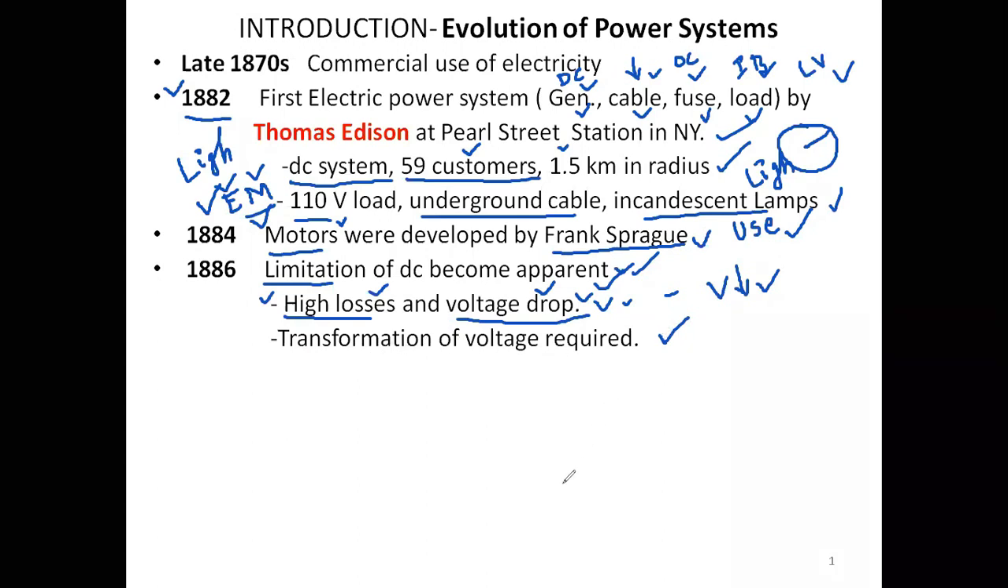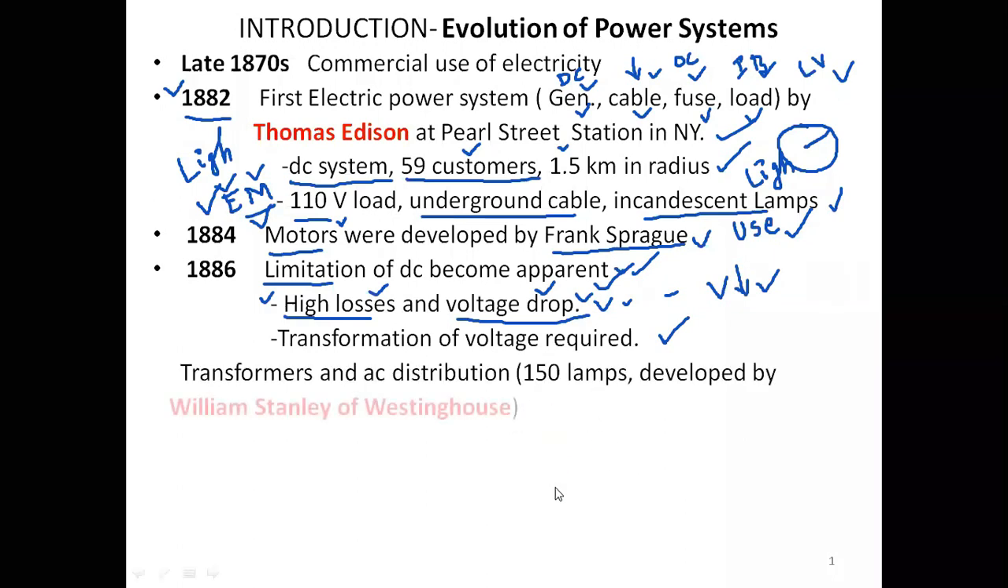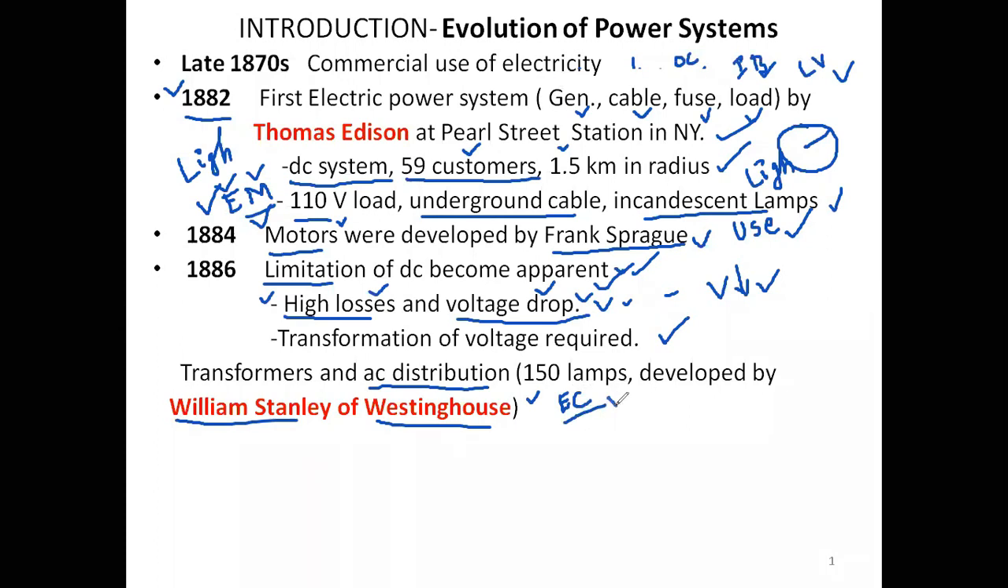At that condition, transformers and AC distribution were developed by William Stanley of Westinghouse. Westinghouse is an electric company in the USA, a manufacturing company related to electricity. William Stanley of Westinghouse developed these transformers and AC distribution.